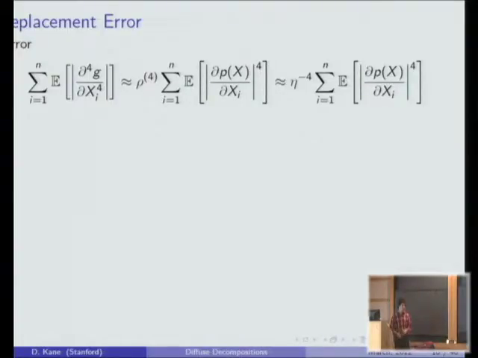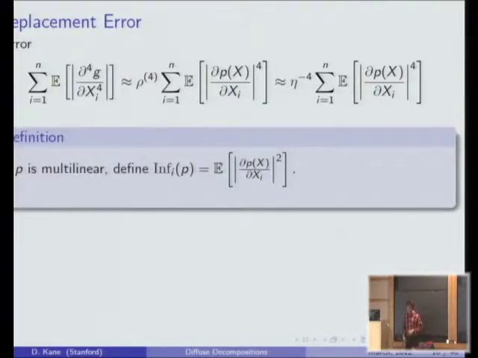So of course, this last term depends on our polynomial, and of course, we expect the error to depend somewhat on our polynomial, but we want some terminology in order to get a handle on how big this is. So a convenient way to talk about this is by defining the influence of a polynomial with respect to a coordinate. So at least for multilinear polynomials p, we define the ith influence of p to be the expected square of the ith partial derivative of the polynomial. And this isn't quite the standard definition of influence, but at least for multilinear polynomials, it turns out to be the same.